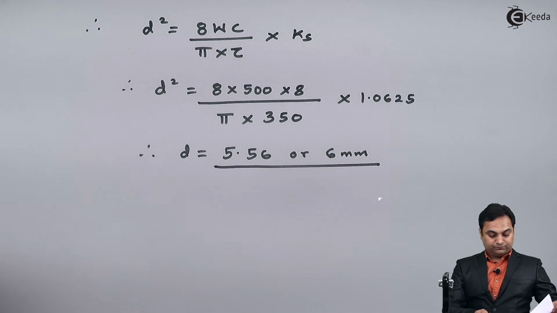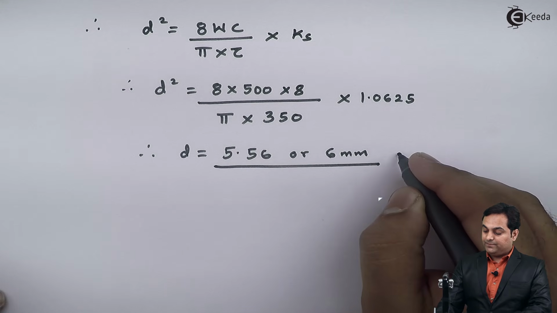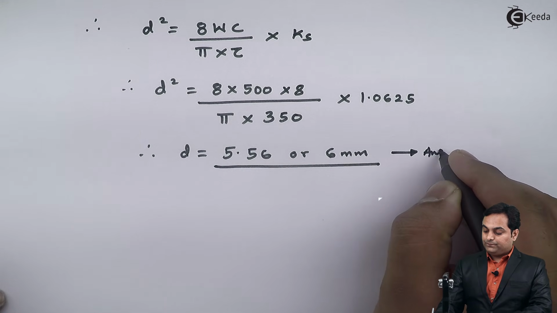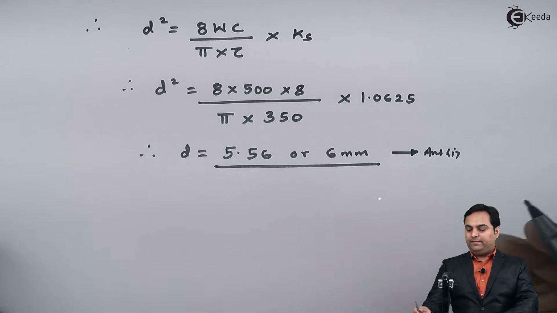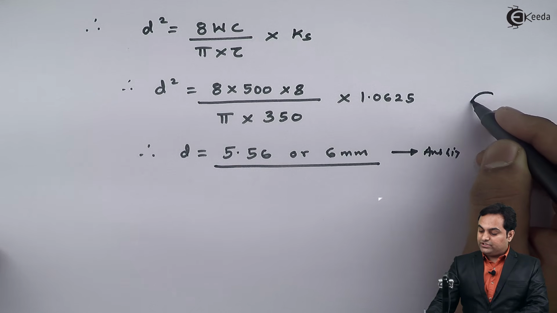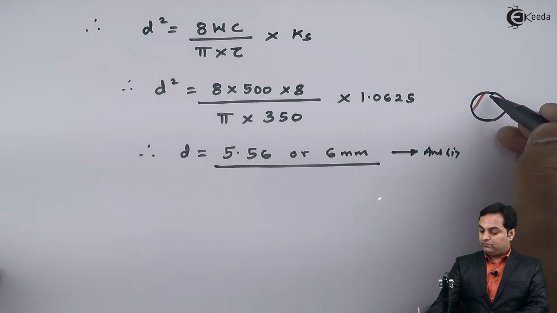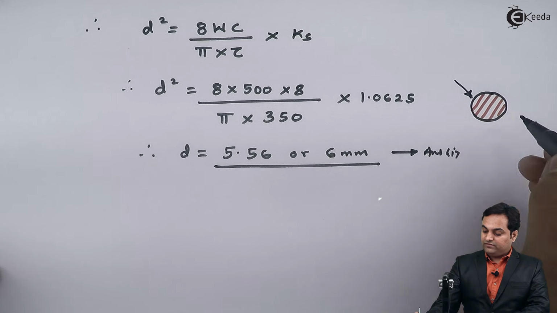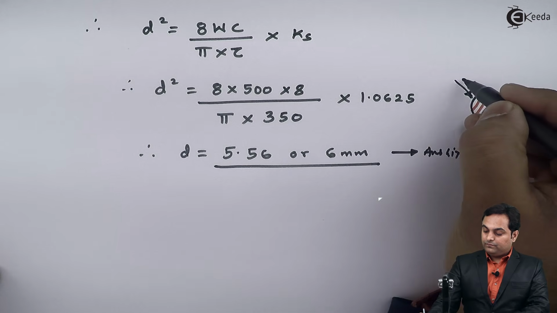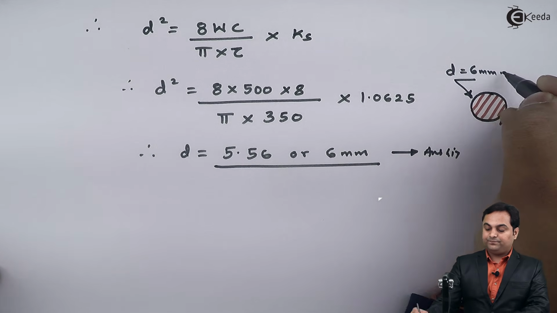So now, after getting the value of small d, this will be our answer number 1. That is, here we have designed how much the wire diameter should be, and its cross section will be circular, and this wire diameter, denoted by small d, has a value of 6 mm.